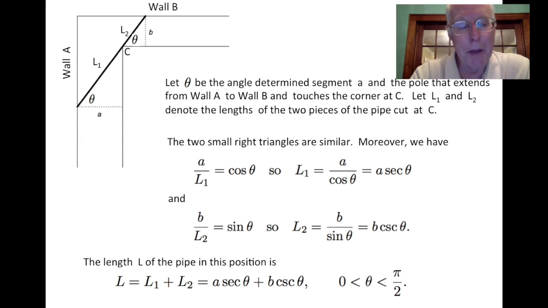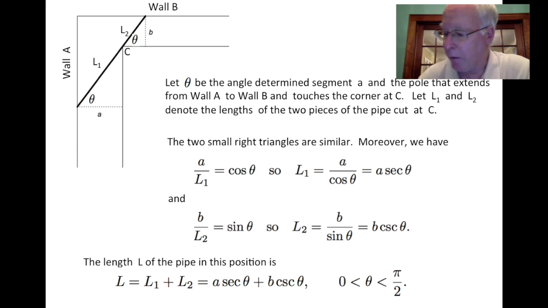So the length of the pipe in this position is given by the sum of L1 and L2. So this is A secant theta plus B cosecant theta. And we have restrictions on the theta here. The theta is going to be something between 0 and pi over 2.